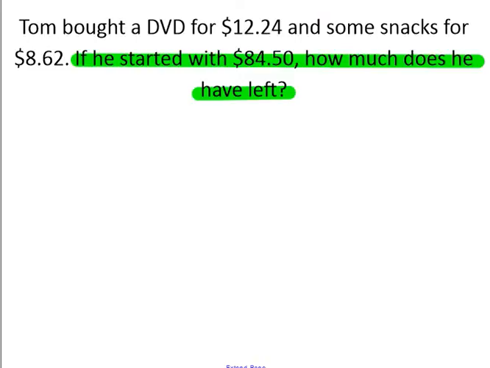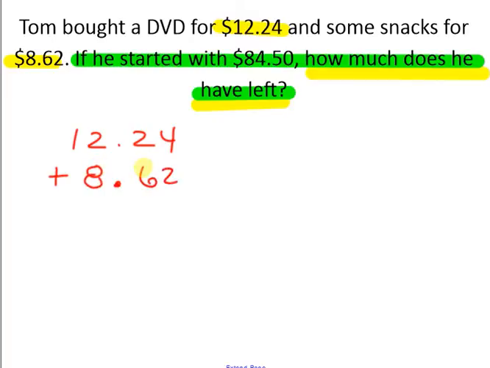So it is a two-step problem because it first wants us to add and then subtract. It's asking how much he has left, which is telling us subtraction. But in order to get to the subtraction, I need to add up the two numbers first. So let's add up the price of the DVD and the price of the snacks. So 12.24 plus, and line up my decimal here, the number right next to the decimal is an 8, and then a 62 on the other side.